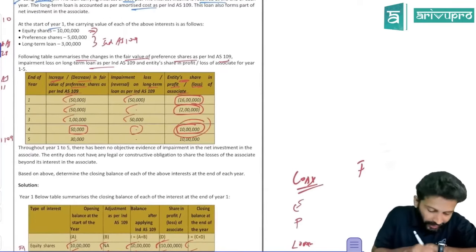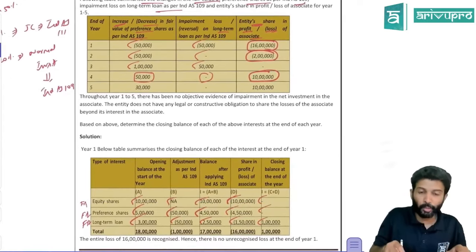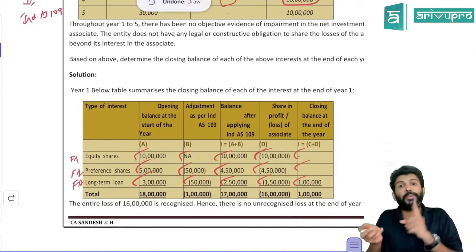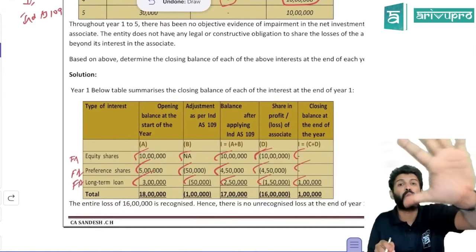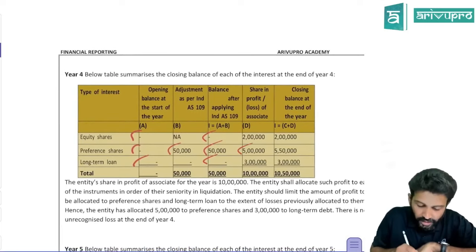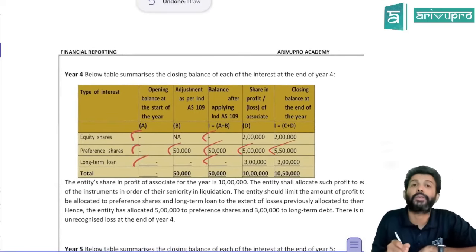Okay. So 10 lakh. How much loss in total has preference shares borne? Sir, the preference shares balance, if you just check, initially it was 5 lakh. Now its balance has become 0. That means how much loss have they borne? 5 lakh rupees. That means 5 lakh of profit you have to allocate to preference shares. So 50,000 was fair value increase, 5 lakh profit you assign, so it became 5 lakh 50,000.